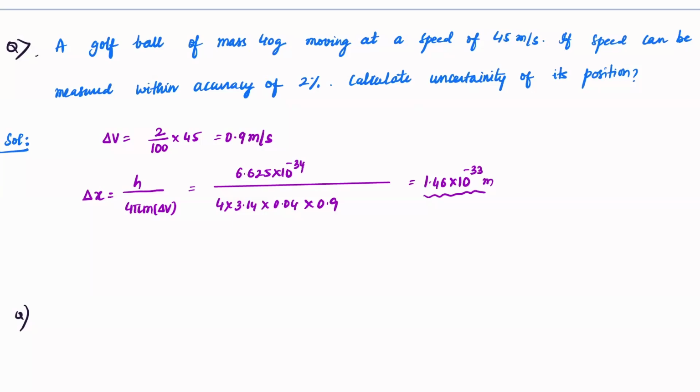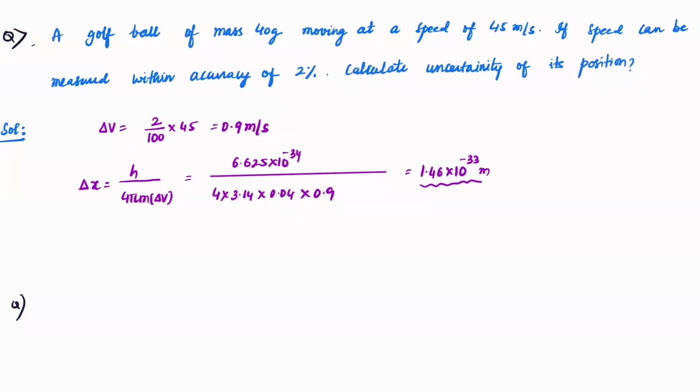Got it? Now notice another important application. Is it still the exact value? Yes, this 1.46 into 10 raised to minus 33 is almost like the exact position only. That's the reason why we say that Heisenberg's theory is more valid for microscopic particles. For macroscopic particles, even if one is moving at 100 meters per second or 300 meters per second, we will still be able to say where it is.